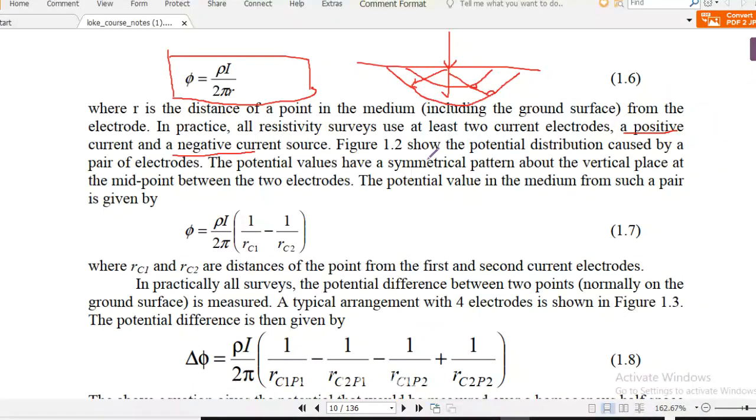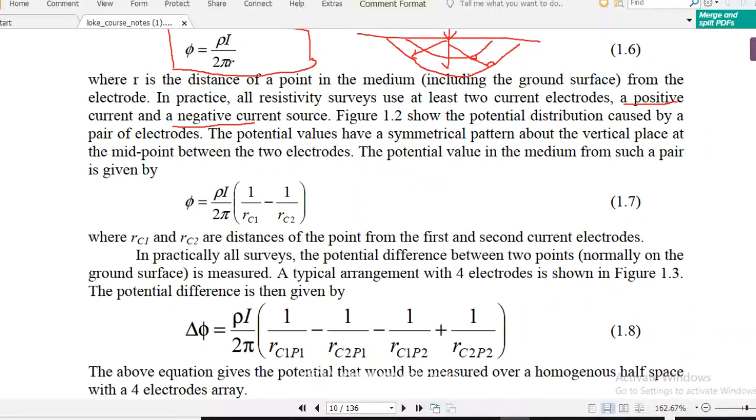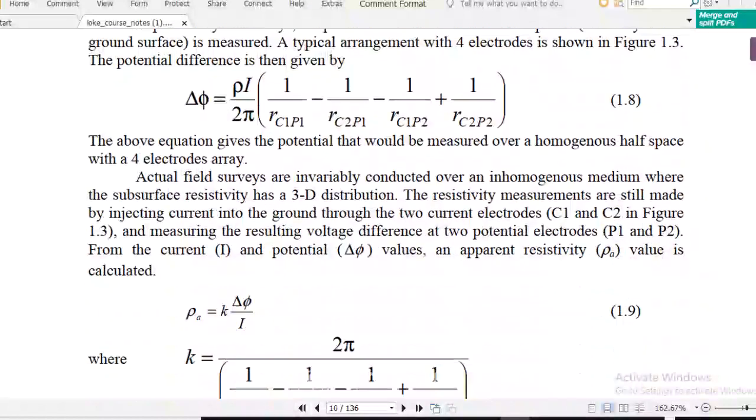The potential distribution caused by a pair of electrodes: the potential values have an asymmetrical pattern about the vertical plane at the midpoint between the two electrodes, and the potential value in the medium from such a pair is given by, we can see from the figure 1.2 shown. Let us see 1.2.